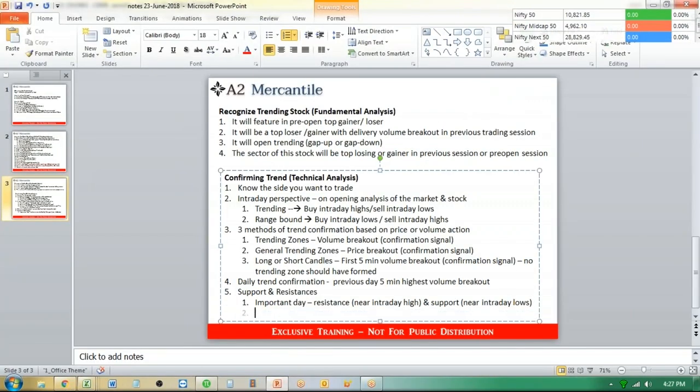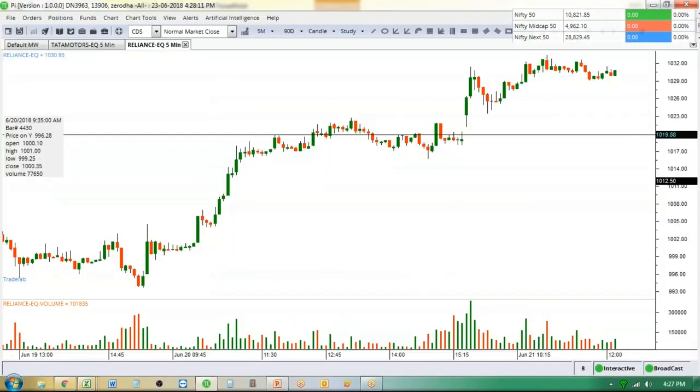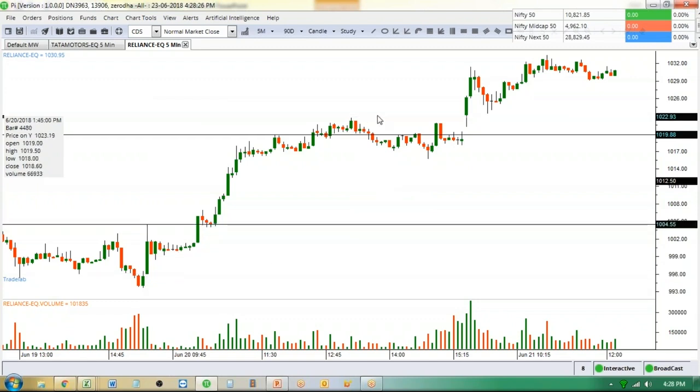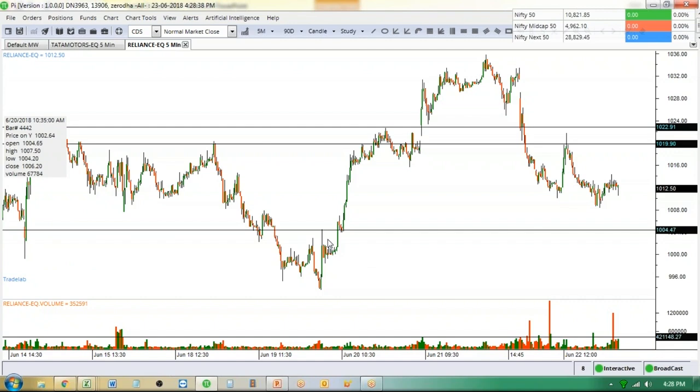The second method is intraday high and low. This place, and also this place. Now this doesn't have a wick, so what I'll do is I'll place it here. Okay, so this top and this bottom are also support and resistances for this stock.